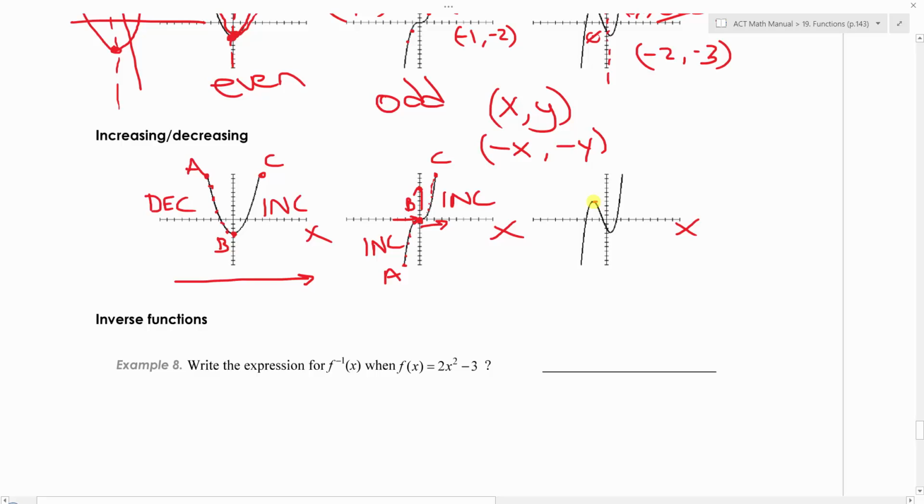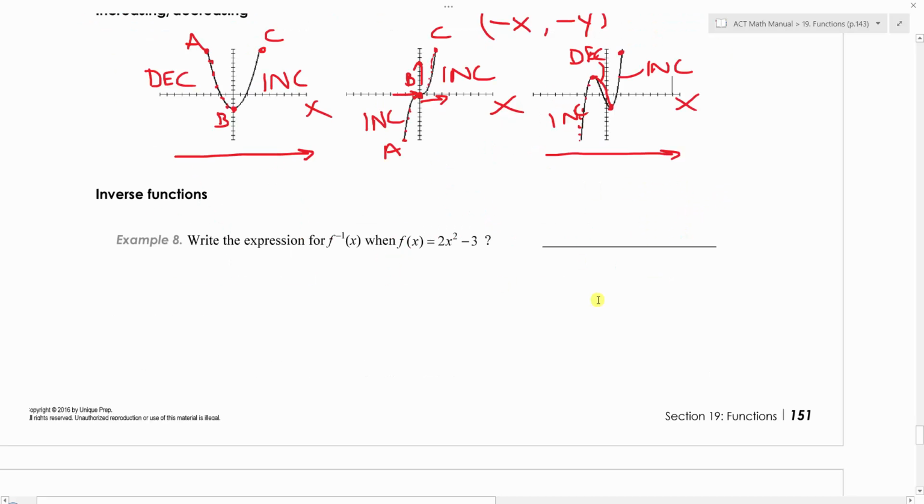This guy over here has several different segments where it is doing different things. So as our x values are going left to right, y values are increasing here, then they stop increasing, and then they decrease in the middle, and then they increase over here on the right. So that's what increasing and decreasing is all about.